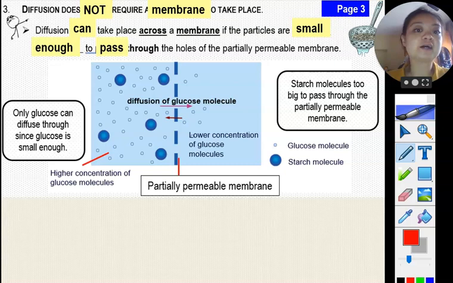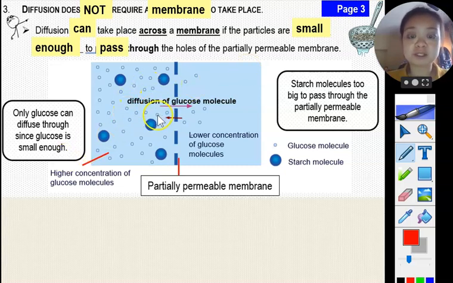When the particles are small enough to pass through the holes of the partially permeable membrane, we say that diffusion can occur in the presence of a membrane. Does diffusion require a membrane to occur? No. Let me give you an example. When you spray deodorant or perfume on yourself, you can actually smell it from outside your room, but there is no membrane between your room and your living hall. So how come diffusion can occur? If diffusion could not occur without a membrane, then you wouldn't be able to smell anything outside your room. And when you are walking to the canteen from your classroom, there's no membrane in front of you, yet you can still smell because diffusion can occur.